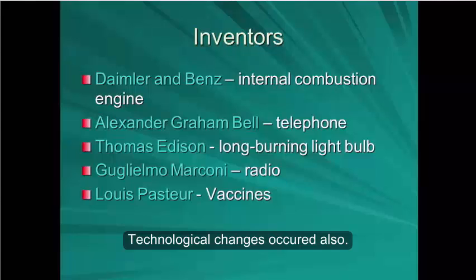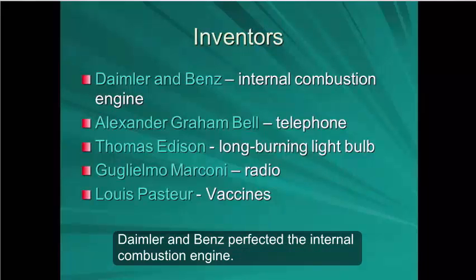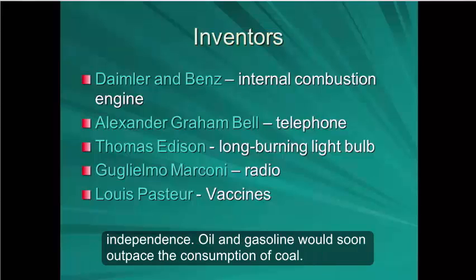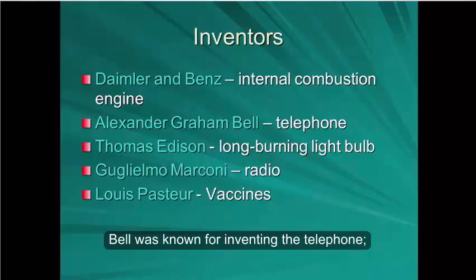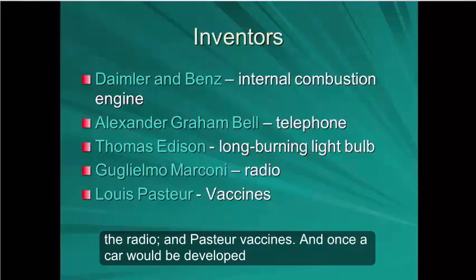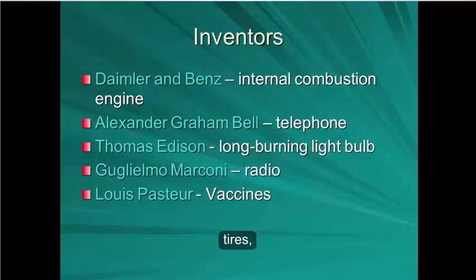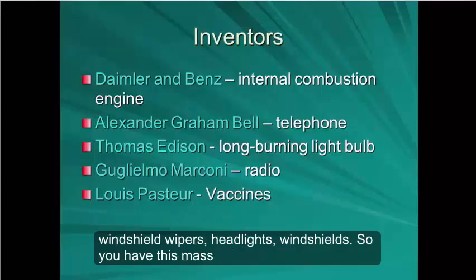Technological changes occurred also. Daimler and Benz perfected the internal combustion engine. Automobiles were developed that were not tied to a railroad track. This created more independence. Oil and gasoline would soon outpace the consumption of coal. Bell was known for inventing the telephone, Edison the long-burning light bulb, Marconi the radio, and Pasteur vaccines. And once a car would be developed, you would have other companies forming to develop tires, windshield wipers, headlights, windshields.